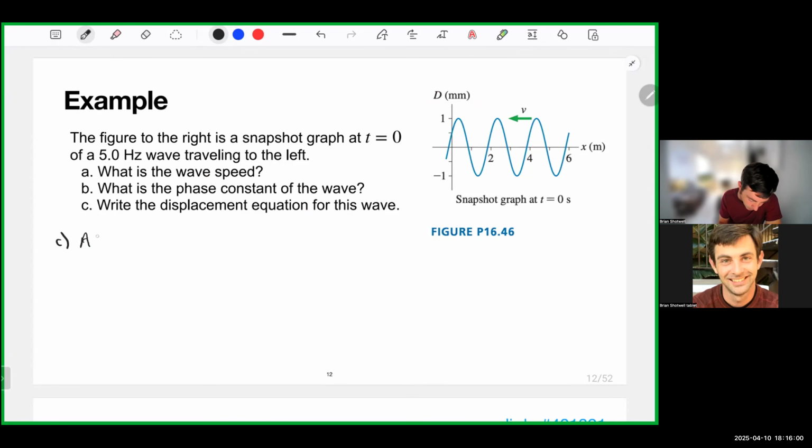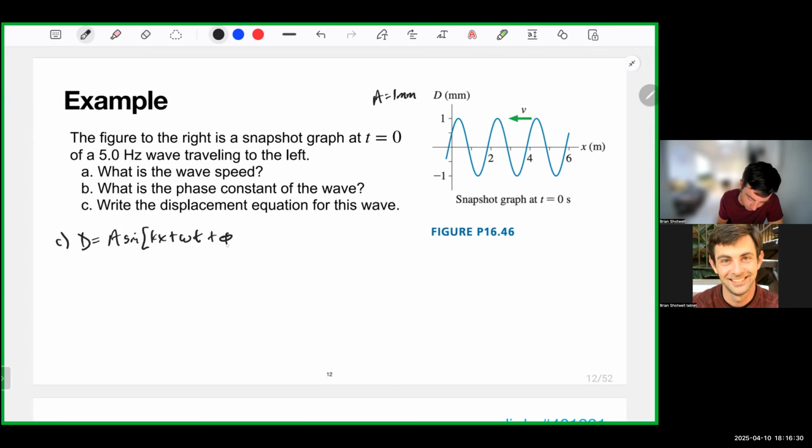The displacement D is going to be some amplitude, which is 1 millimeter, but that's just an aside. It doesn't really matter so much for shifting the graph. A sine of kx plus or minus omega t. Remember that for a wave traveling in the negative x direction, we have to choose the plus sign here. So kx plus omega t means a wave moving in the negative x direction.